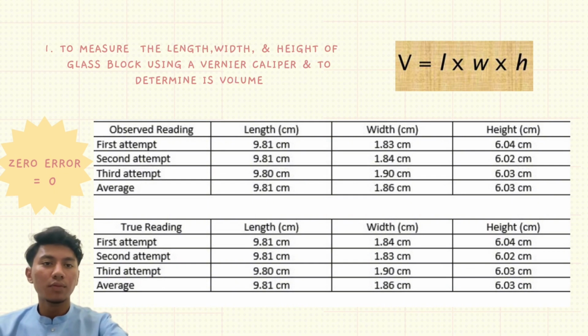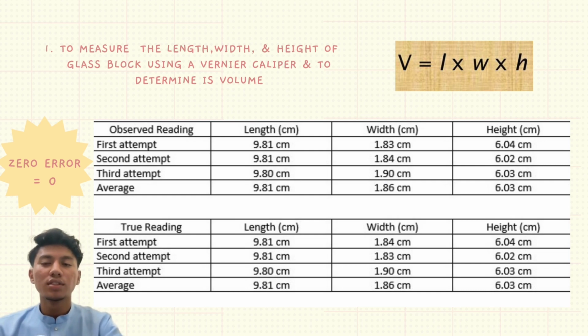Next, we measured the length, width and height of the glass block using a vernier caliper and determined its volume. The formula of volume of the glass block is equal to length multiplied by width multiplied by height. Our observed readings: length is equal to 9.81 cm, width 1.86 cm and height 6.03 cm. The vernier caliper doesn't have zero error, which is equal to 0. Because of that, our true reading for length is equal to 9.81 cm, width 1.86 cm and height 6.03 cm.